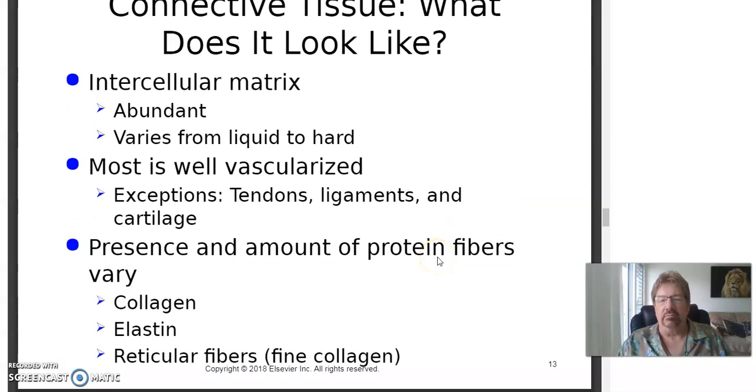The presence and amount of protein fibers. Now, most connective tissue has protein. Collagen, you might have heard that before. You see it in commercials for skin creams and supplements. It is the most common connective tissue protein in the body. Elastin, which are stretchable fibers. Reticular fibers, which are little fine collagen fibers. So the most abundant connective protein in the body is collagen.